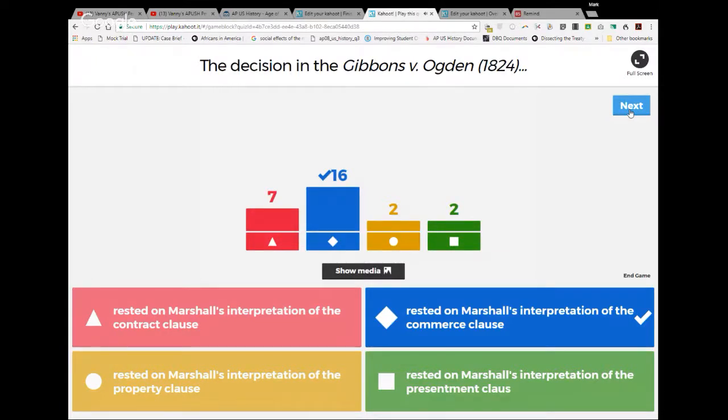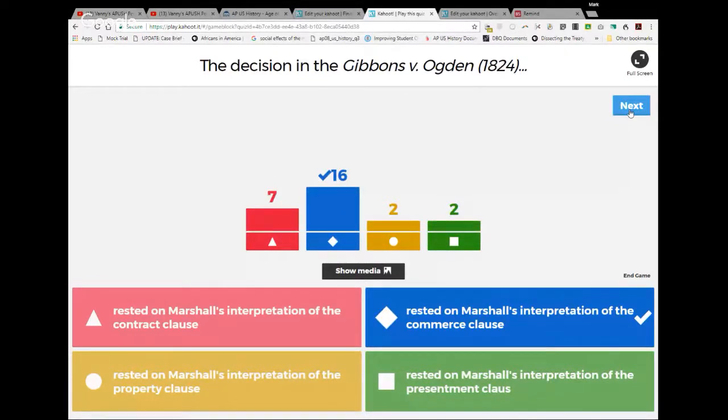Boom. So, the Commerce Clause in the Constitution states that only the federal government was able to regulate interstate commerce, and therefore there could be no monopoly granted by New York on a steamboat that operated between New York and New Jersey. So Jessica said there's been some question about which clauses are mentioned. Jessica says the contract clause was probably Dartmouth versus Woodward, which is correct. And the interstate commerce had to do with Gibbons versus Ogden.